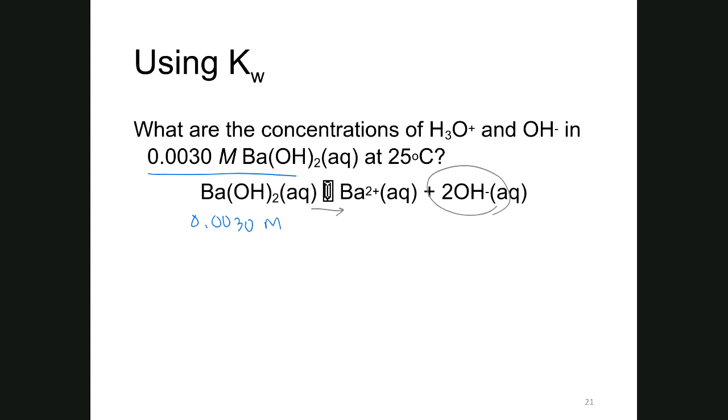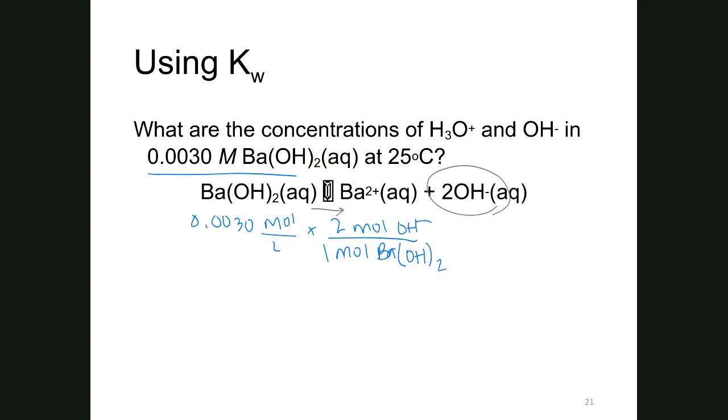And if we're trying to find the hydroxide concentration, remember that we can also think of 0.0030 as moles per liter, right? Moles per liter and molarity are the same thing. So if we're comparing barium hydroxide to the hydroxide, we can see that there is 1 mole of barium hydroxide for every 2 moles of hydroxide. And we're just getting that from our mole ratio directly from the balanced equation.